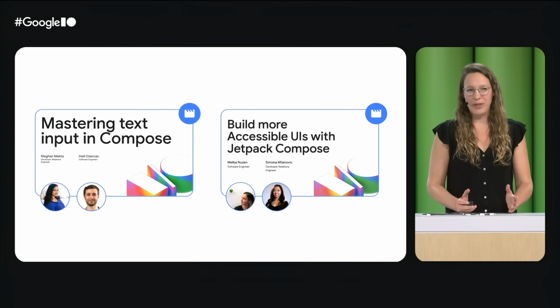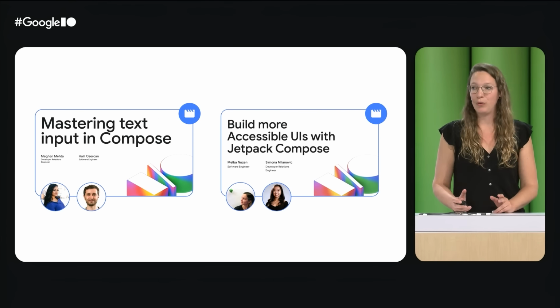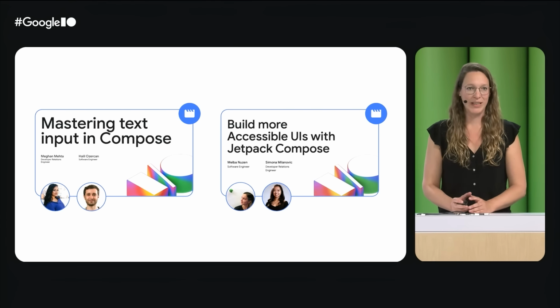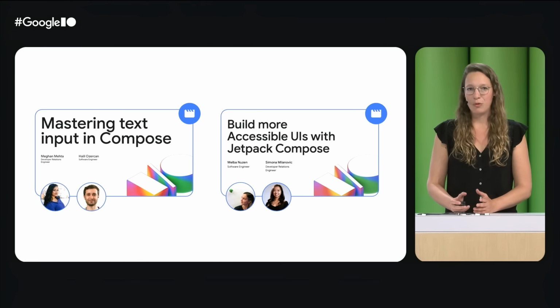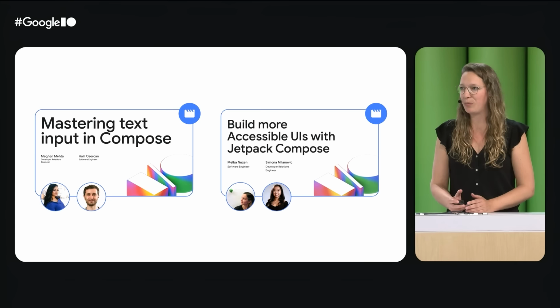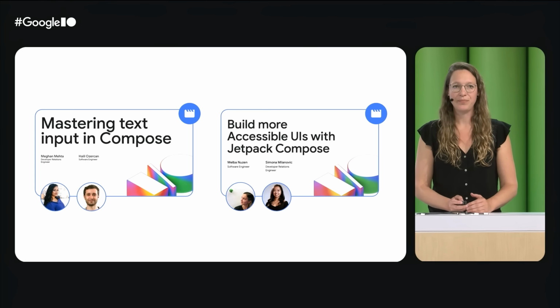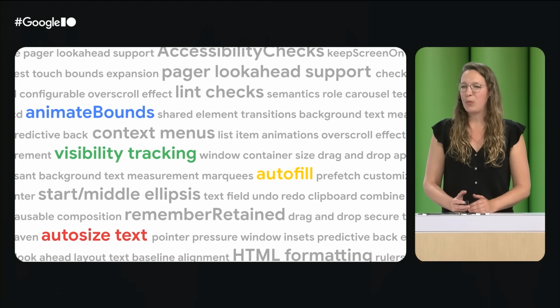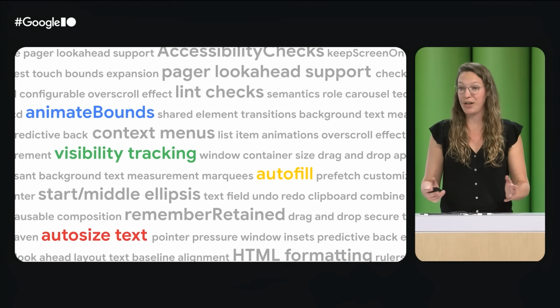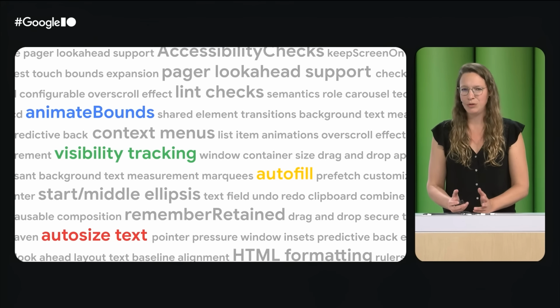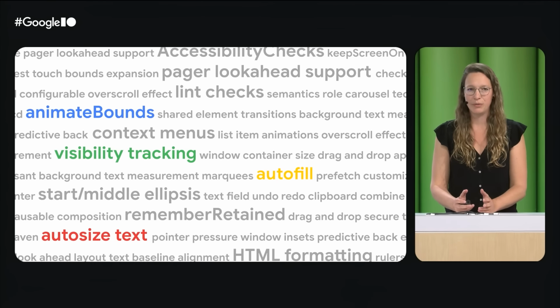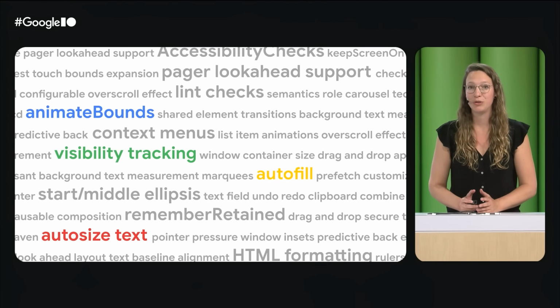You can learn more about these APIs and many more in the 2 brand new technical talks that we're releasing as part of this year's I/O, for best practices in text input and best practices in accessibility. But we haven't been focusing only on adding new features to Compose. And new features also shouldn't be the only reason why you're upgrading your Compose version.